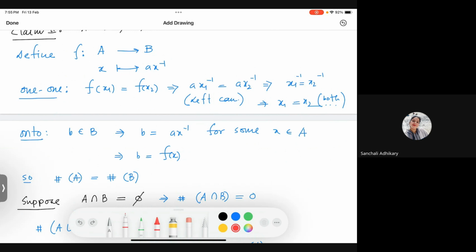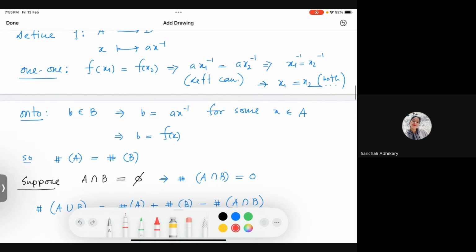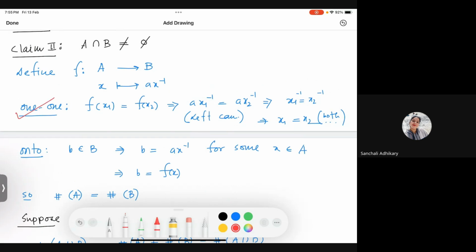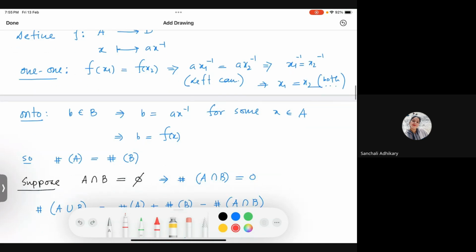What is the meaning of f of x2? It means A into x2 inverse. Now use the cancellation law, the left cancellation law. So then x1 inverse is equal to x2 inverse. It means x1 is equal to x2. So the function is 1-1. Is the function onto? Yes, the function is onto.